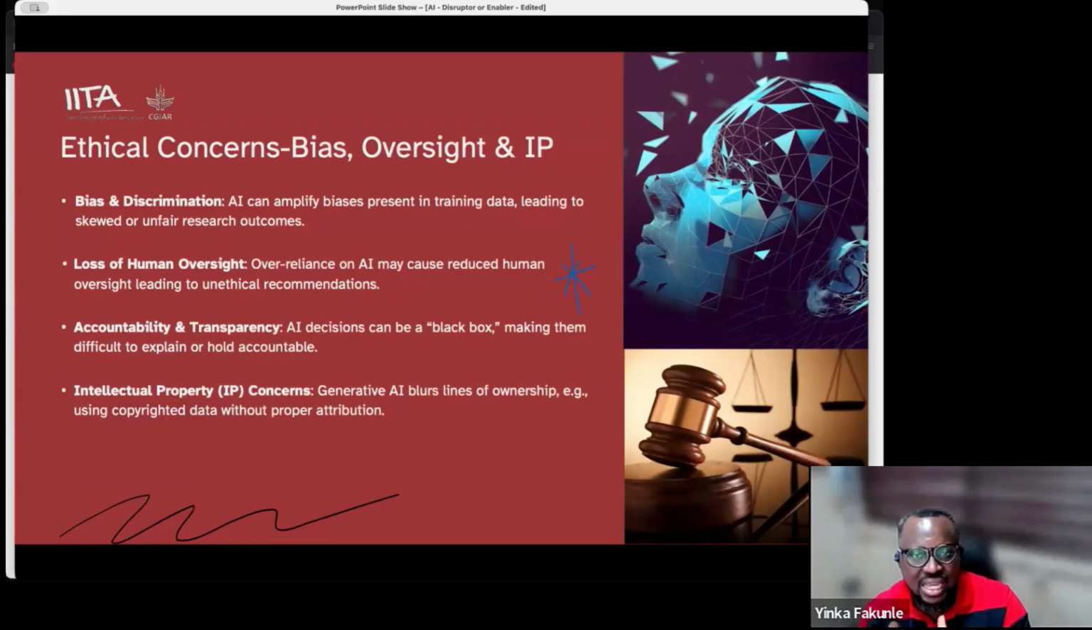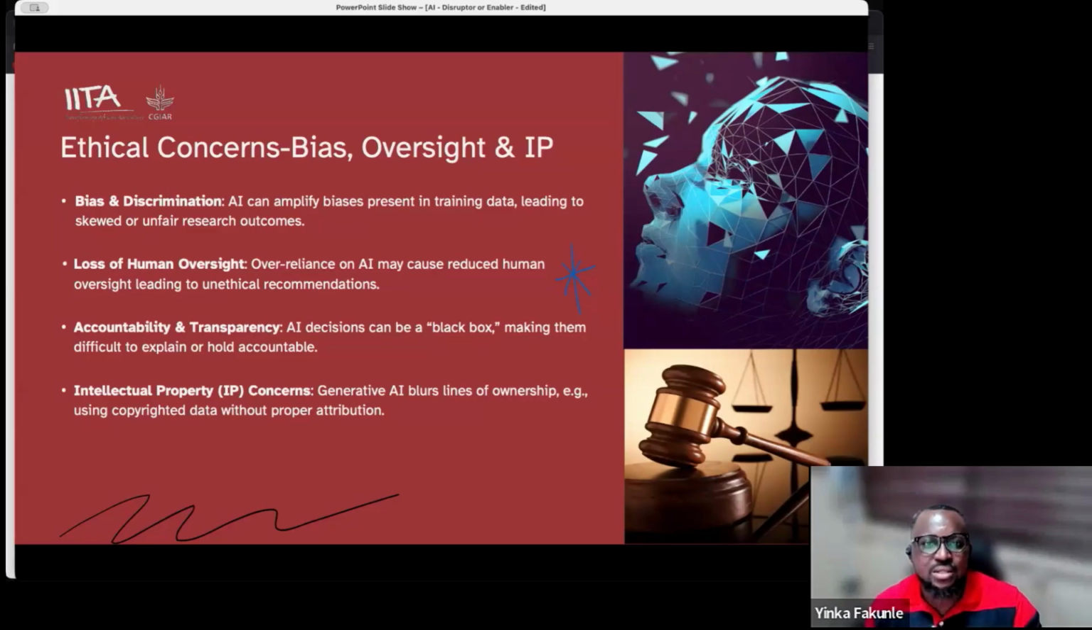So here we will learn about the ethical issues when deploying AI. As AI systems make more decisions in our work, we have to ask ourselves: are those decisions actually fair? Are they transparent? Who is accountable if something goes wrong? So these are some of the things that we'll address in this slide.